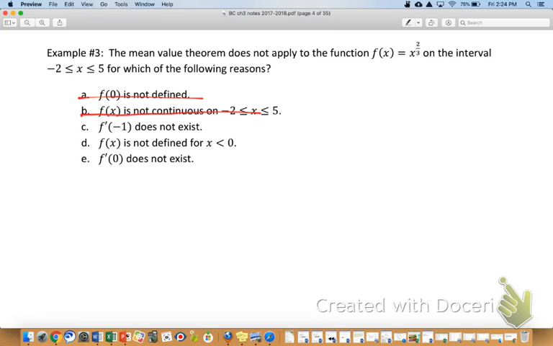F prime of -1 does not exist. That's a pretty easy thing to figure out, right? So if you find f prime real quick, f prime would be 2/3 x to the -1/3. Would it be okay to plug a -1 in for x? So the negative on the exponent means what? Flip it down. Is it okay to divide by -1 to the 1/3? Sure it is. What does the 1/3 power mean? Cube root. And can you do the cube root of a negative? Yes, you can. So I would say f prime of -1 would be negative 2/3. It definitely does exist. Okay. F of x is not defined for positive or for negative numbers, I should say.